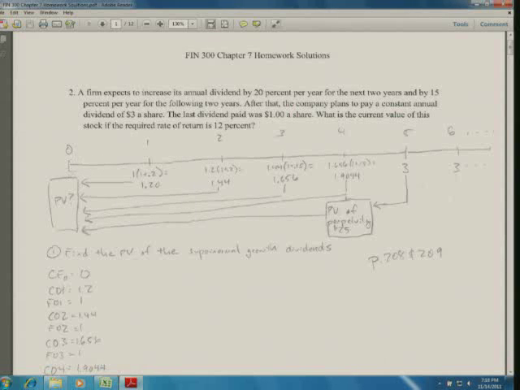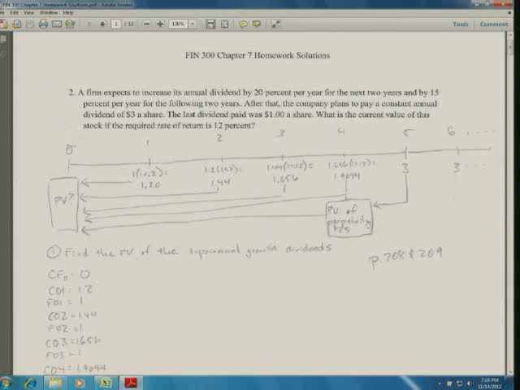Time zero is today. Like usual, we want to find the value of the stock, or the present value of all the dividends we expect to receive from this stock. And we've got to use the information in the problem to find these cash flows, or these dividends. So we started out: the last dividend paid was $1 a share. And at the very beginning of the problem, it tells us that they're going to increase the annual dividend by 20% per year for the next 2 years.